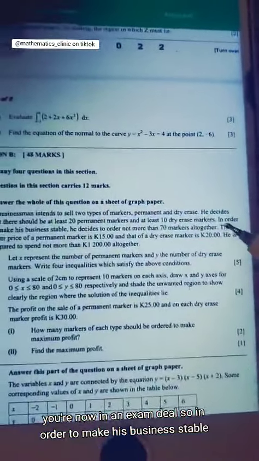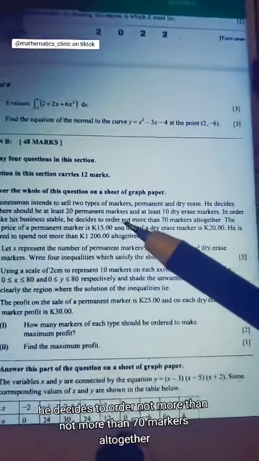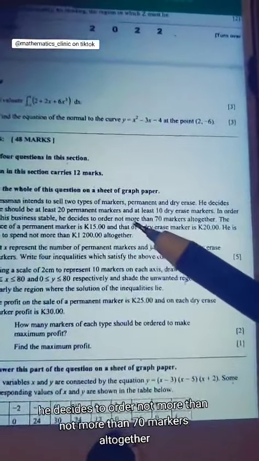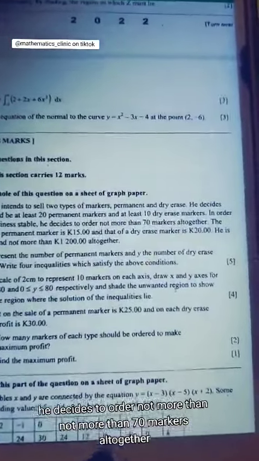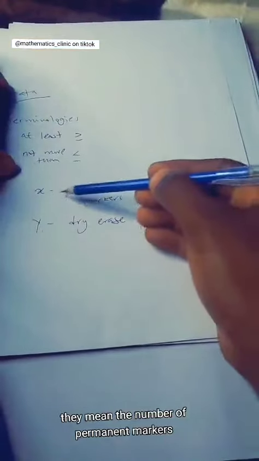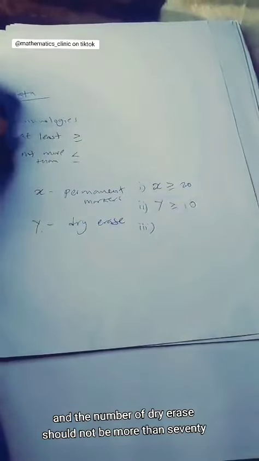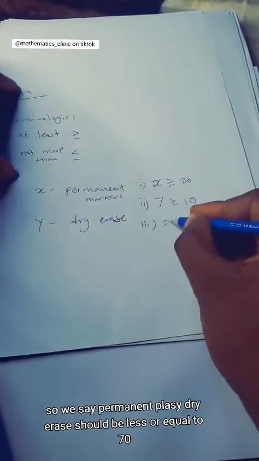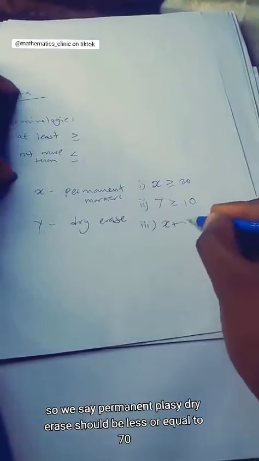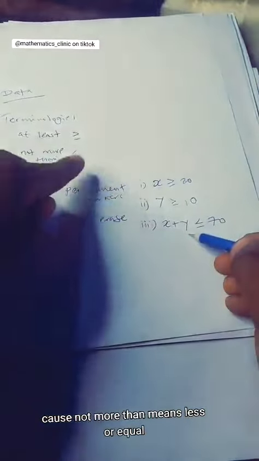So, in order to make his business stable, he decides to order not more than 70 markers altogether. When they say altogether, they mean the number of permanent markers and the number of dry erase should not be more than 70. So we'll say permanent plus dry erase, X plus Y, should be less or equal to 70, because not more than means less or equal.